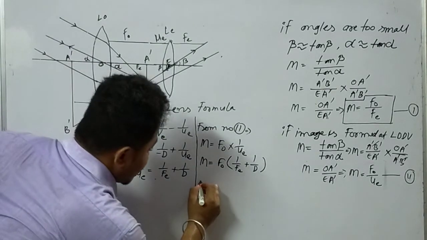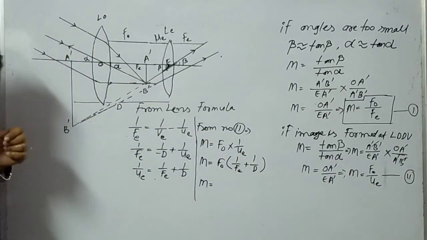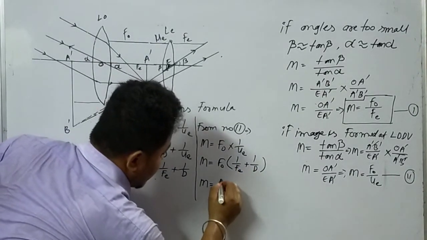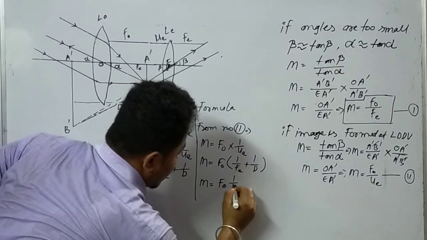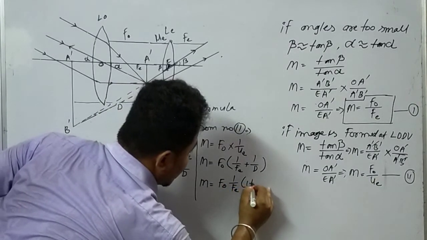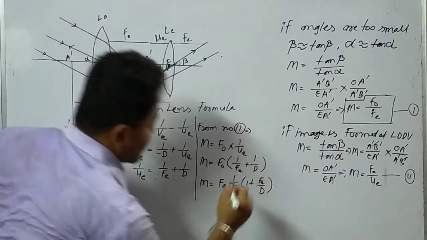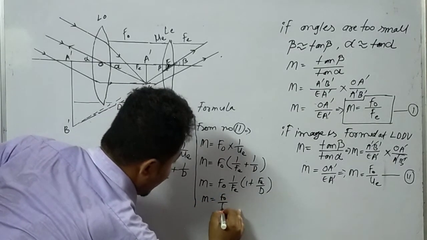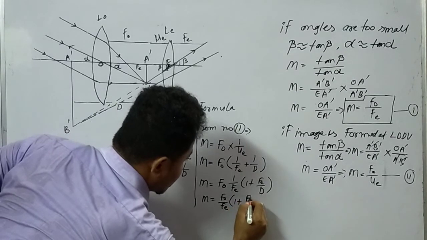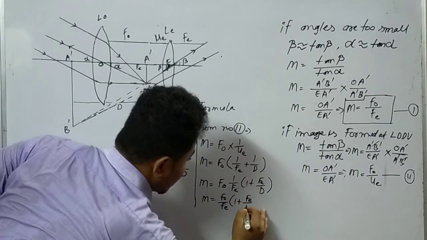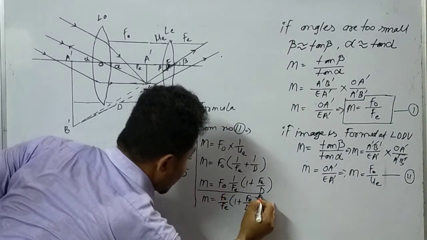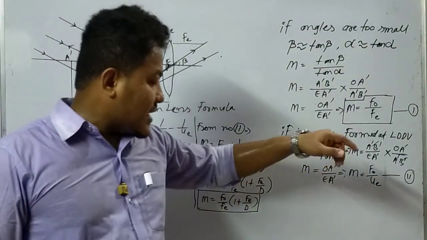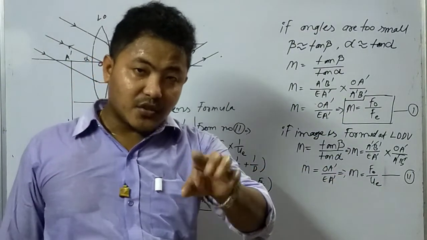Now we do a simple thing here. We take 1 by FE common from these 2 terms. So if I take 1 by FE common, this is FO into 1 by FE, times 1 plus FE by D. Or I can write that m is equal to FO by FE into 1 plus FE by D. And this is the magnifying power or angular magnification for compound astronomical telescope when the image is at the least distance of distinct vision.